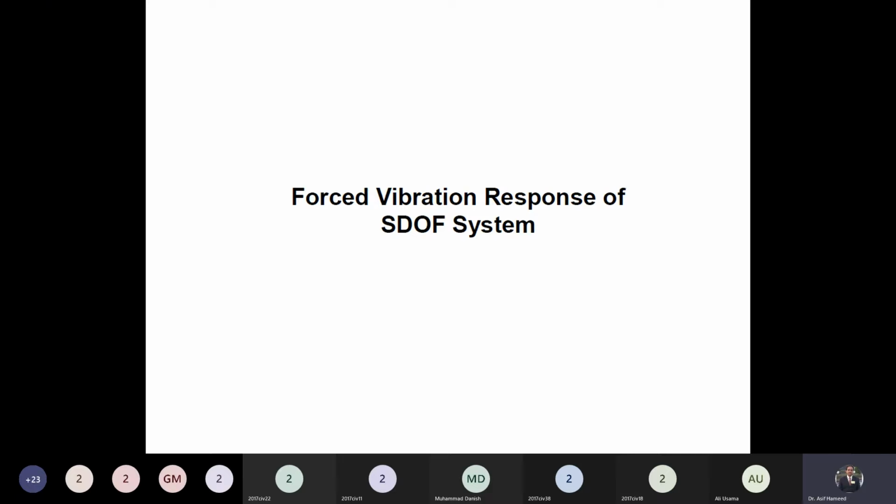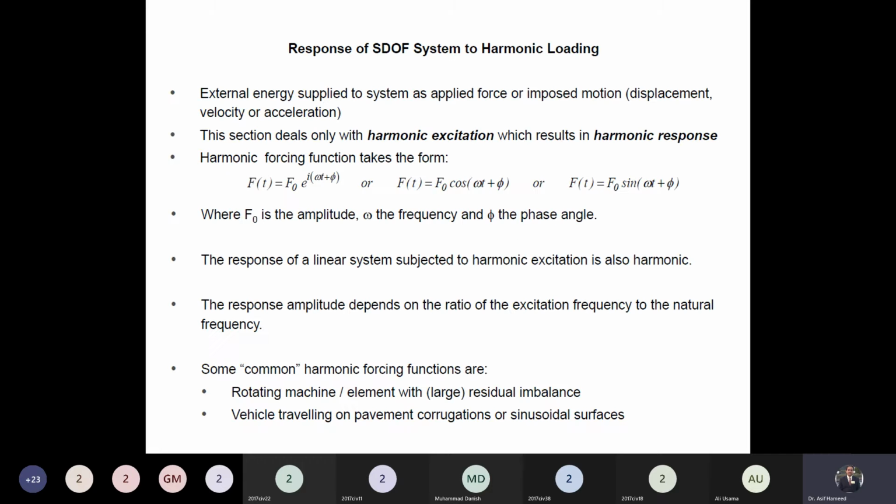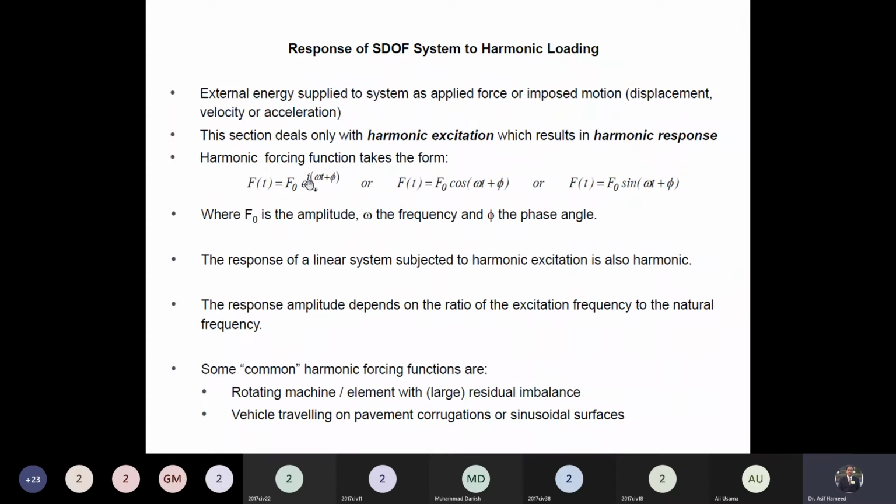So this was the last topic which we discussed. Forced vibration response of the single degree of freedom system. So response of single degree of freedom system to the harmonic loading. The first case was the response of the single degree of freedom system when the system is undamped. Okay, this one we can repeat.